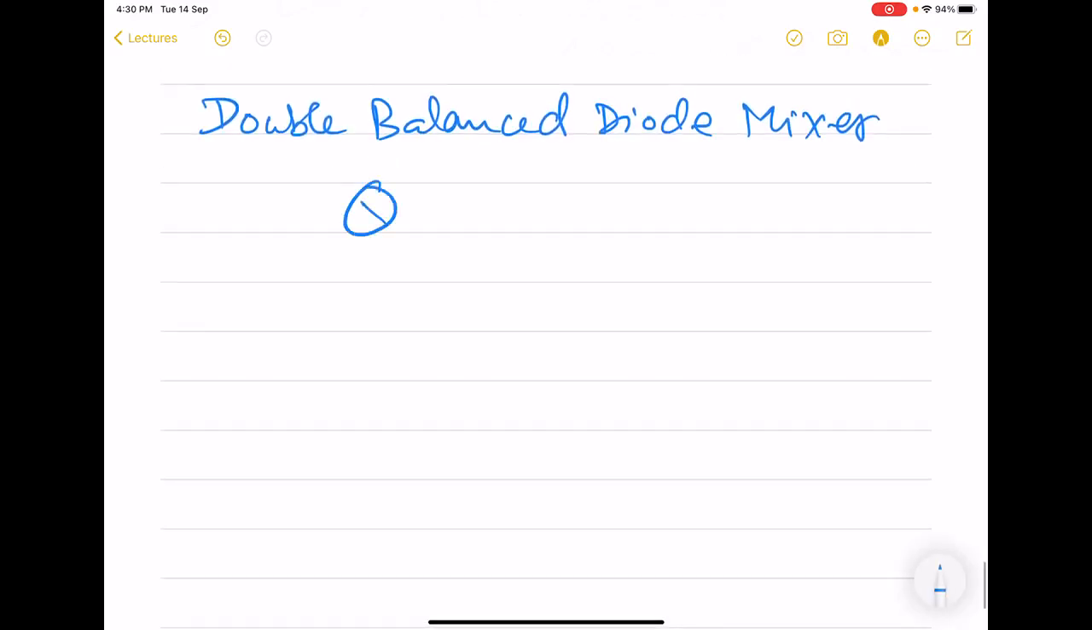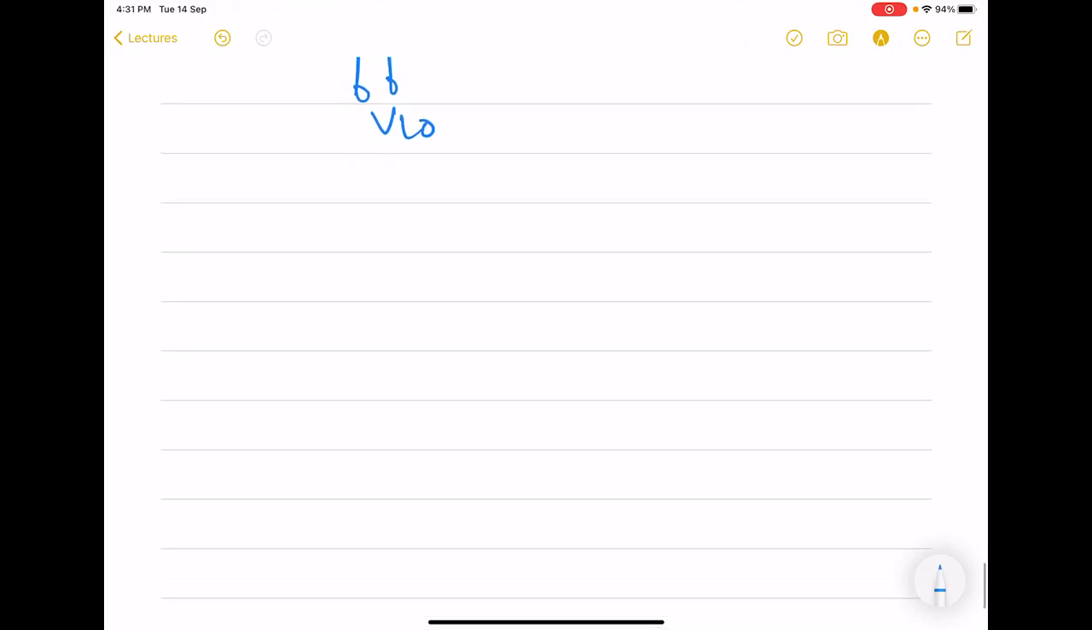As the name suggests, there will be more balanced ports. VLO was anyway balanced for the single balanced case also, but in this case, the RF port becomes balanced. However, the IF or the output continues to remain unbalanced, that is, single ended. And like that of the MOS case, here there will be more diodes involved.